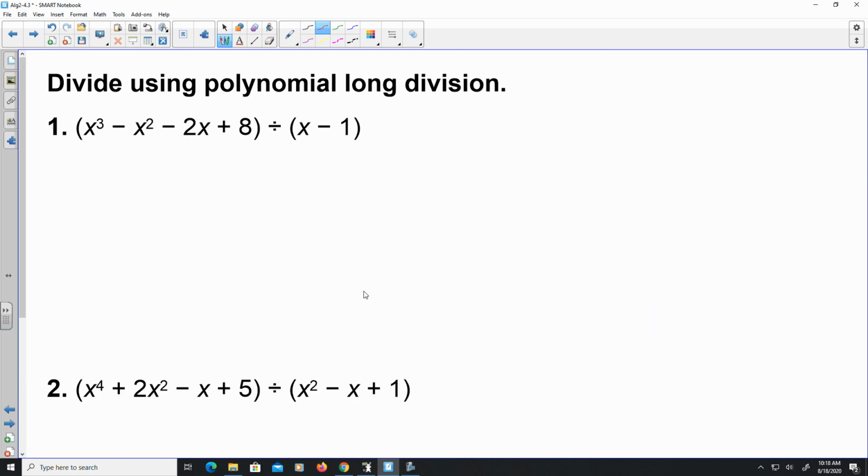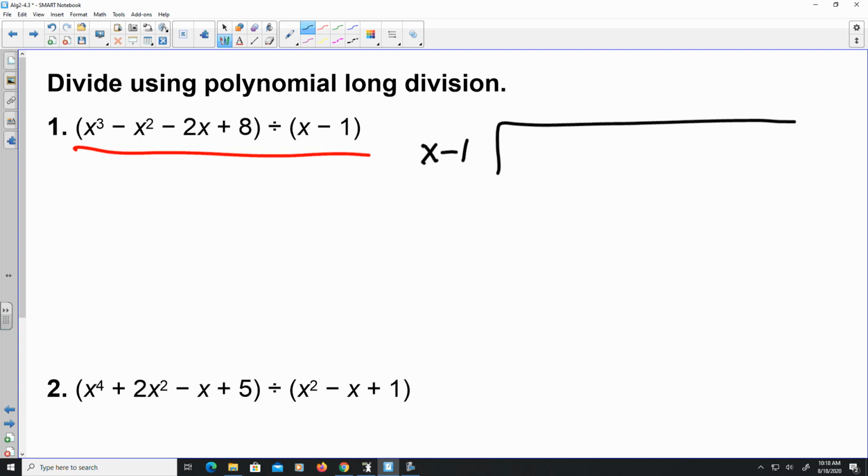All right, so again, looking at long division, we'll do part 1. Part 2 is very similar to the one we just did. I encourage you to work on that, but if you're not sure, please comment down below. So x minus 1 goes to the outside. On the inside, 3, 2, 1 constant. There are no missing terms, so I can just write it as is.